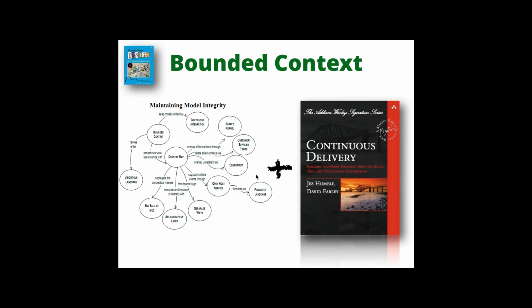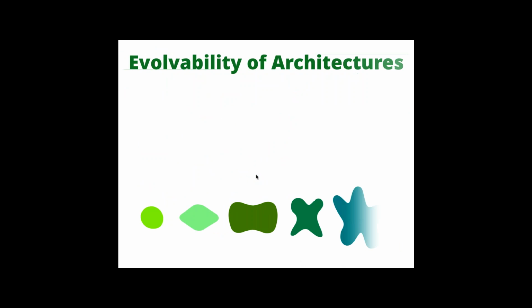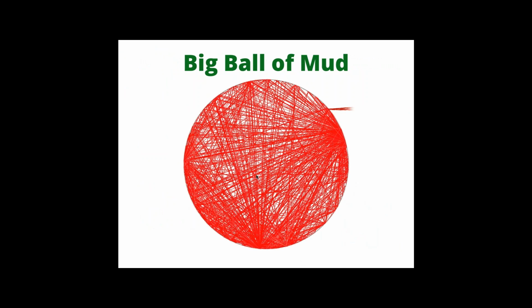And so let's talk for a second about the evolvability of architectures, and this will get to this definition of architectural dimensions that I referred to earlier. And let's first look at the degenerate case, which is no architecture whatsoever, which is the ever so charming and quite common big ball of mud architecture.